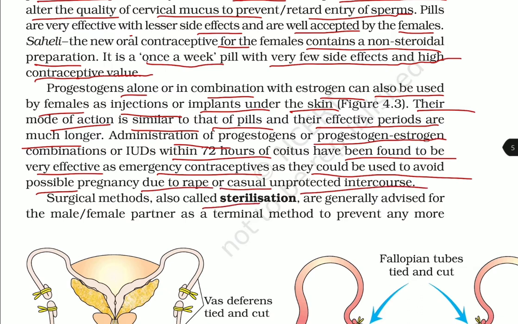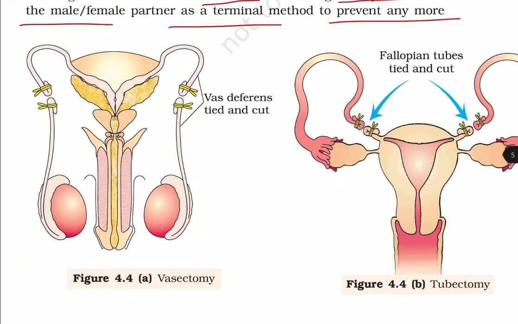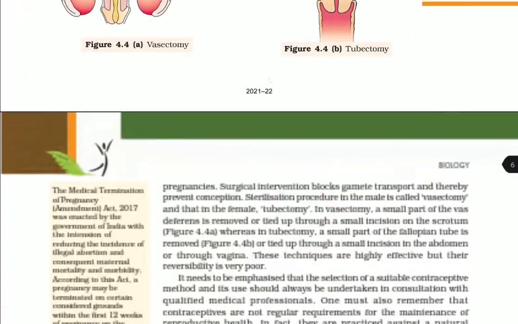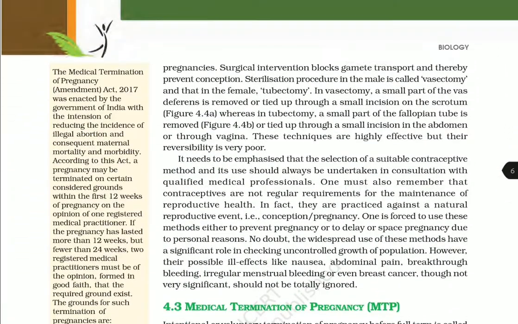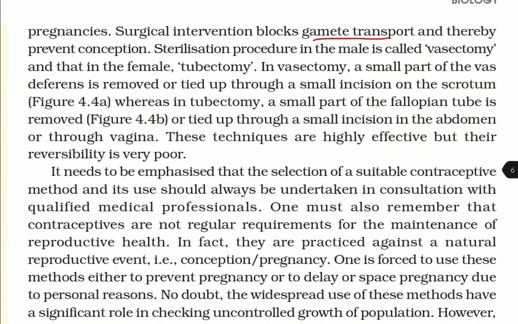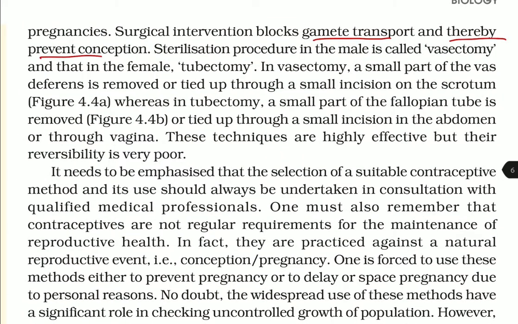Surgical methods, also called sterilization, are generally advised for the male and female partner as the terminal method to prevent any more pregnancy. The vas deferens and the fallopian tube are cut. Surgical intervention blocks the gamete transport and thereby prevents conception. A sterilization procedure in the male is called vasectomy and in the female tubectomy.